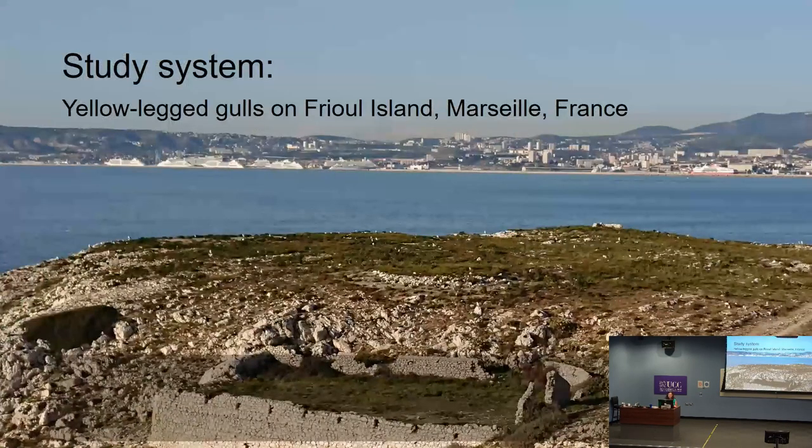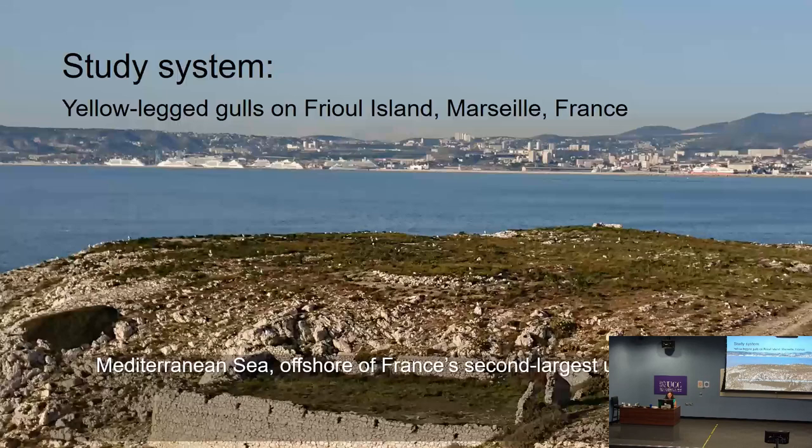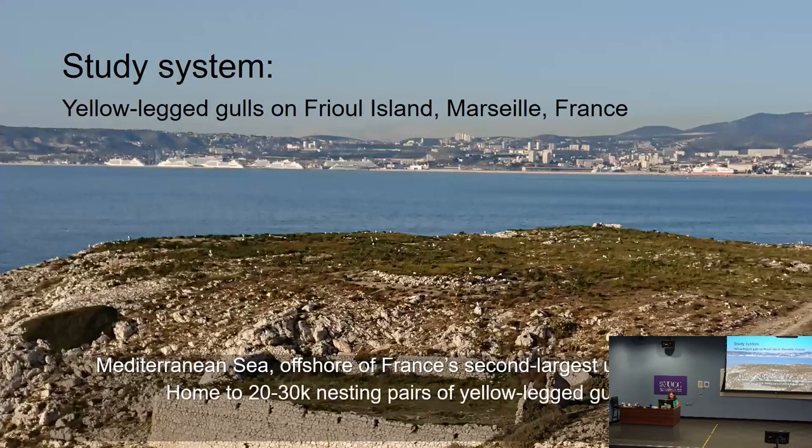So we worked with yellow-legged gulls on Frioul Island, which is off the coast of Marseille in France. So this is in the Mediterranean Sea and basically within spitting distance of France's second largest urban area. So very heavily urbanized population. Within the larger system, there's 20 to 30,000 nesting pairs of yellow-legged gulls, and they're a target of management, which is done by egg oiling.